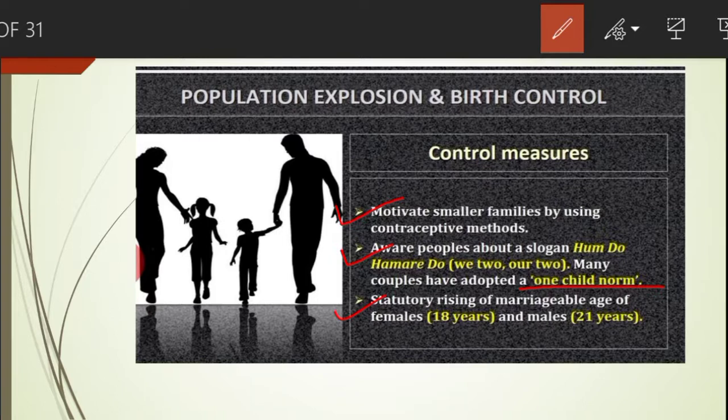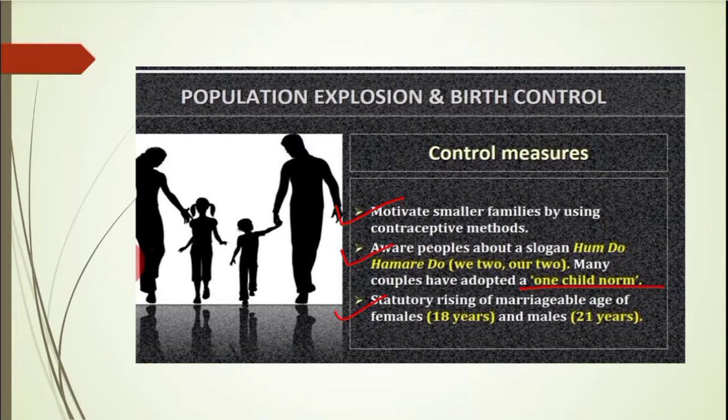Statutory raising of the marriageable age of girls to 18 years and of boys to 21 years. Statutory means required or permitted. For girls the marriageable age is 18 and for boys it is 21 years.